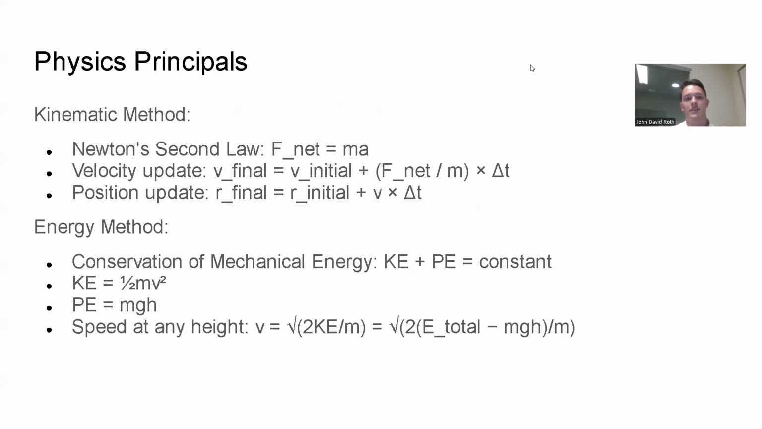For the kinematic method, we had Newton's second law, F net equals ma, the velocity update formula, and the position update formula. And for the energy method, we use the conservation of mechanical energy, kinetic energy plus potential energy, and we use the equation to find the speed at any height.